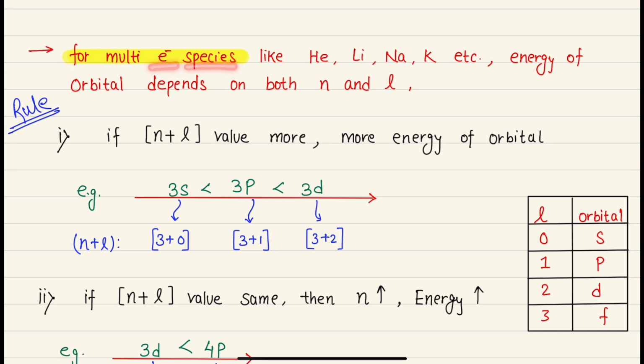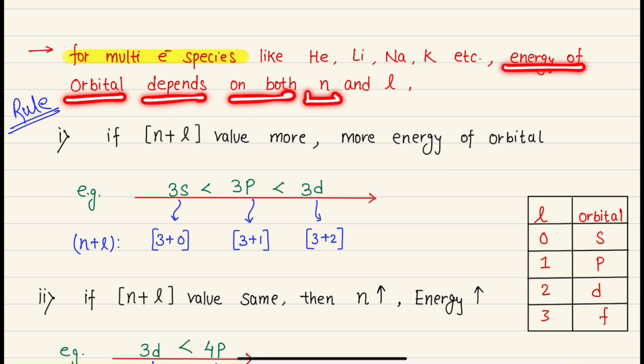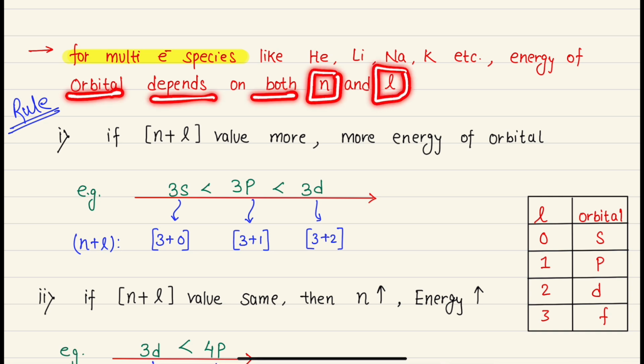Now we will talk about multi electron species, how to compare the energy of orbitals in multi electron species like helium, lithium, sodium, potassium, etc. In that case, the energy of an orbital depends on both n and l value. The energy of an orbital depends on both the principal quantum number and the azimuthal quantum number.